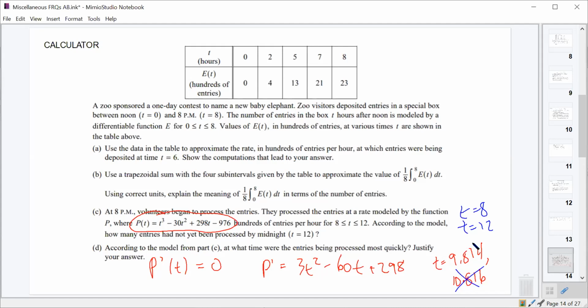Yes. And according to the scoring guidelines, at t equals 8, it's 0. At t equals 12, it's 8. And at t equals 9.184, it was 5 point something. And so t equals 12 would be when they're being processed most quickly. Everybody good there now? Any questions on part D?